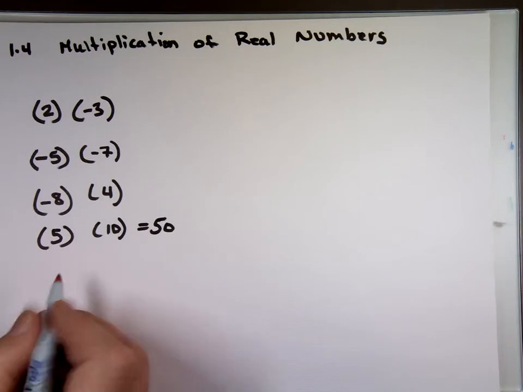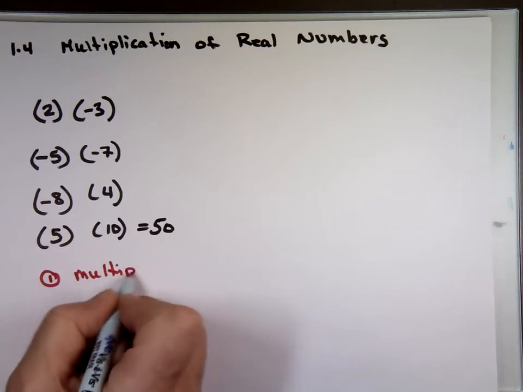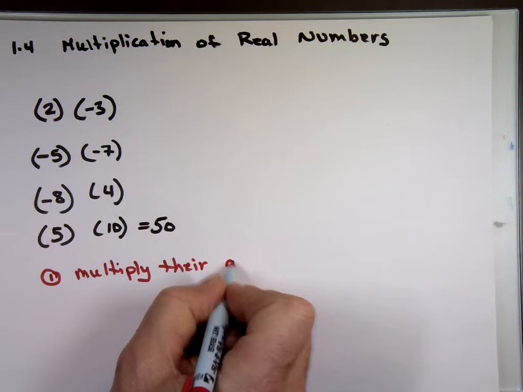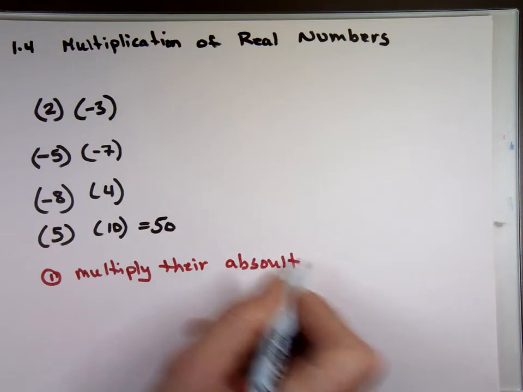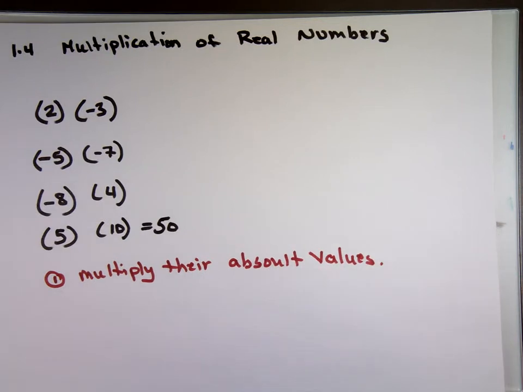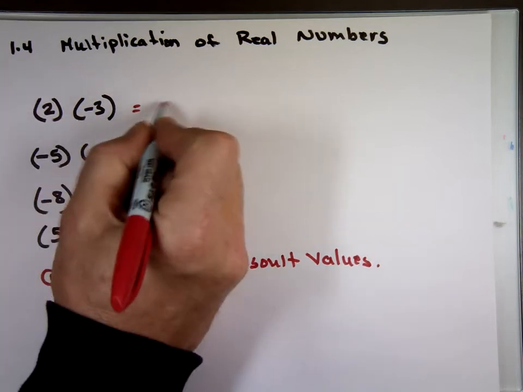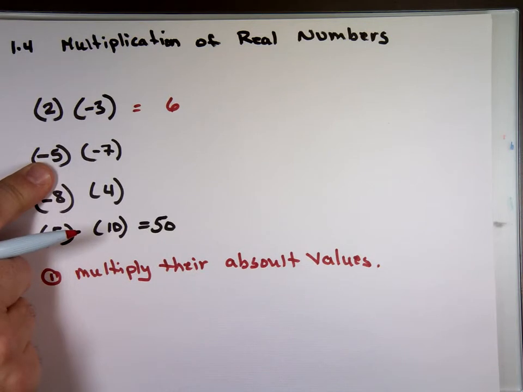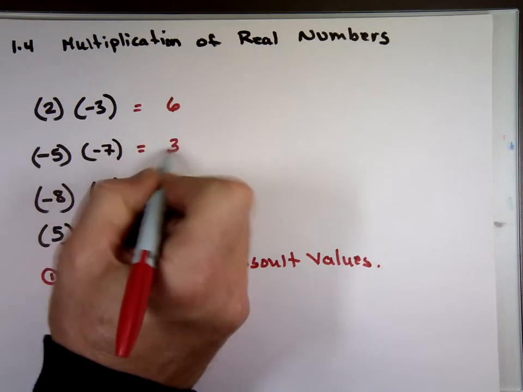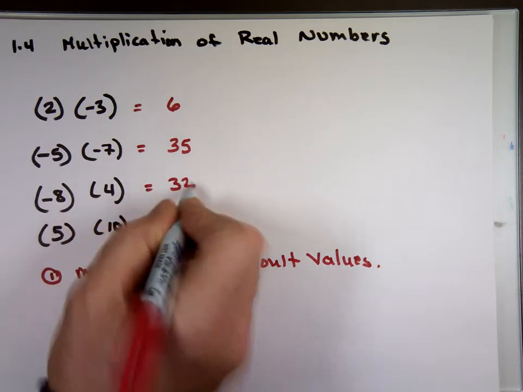To multiply two numbers, step number 1, multiply their absolute values. The absolute value of negative 3 is 3. What's 2 times 3? 6. The absolute value of negative 5 is 5, and the absolute value of negative 7 is 7. 5 times 7 is 35. 8 times 4 is 32. That's the first part.